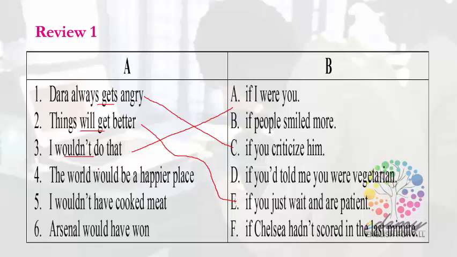And then number 4, the world would be a happier place. Alright, so that's also second conditional as well. So the world would be a happier place if the answer is letter B. Okay, if people smiled a lot, right? Number 5, I wouldn't have cooked meat, right? Third conditional. If the answer is D, if you had told me you were vegetarian.